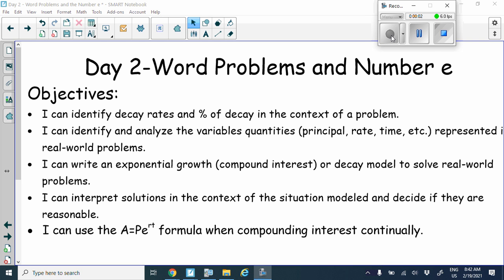Hey guys, so here is day 2. We're going to be talking about word problems and the number e. So we're going to talk about decay and growth rates, and then identify real world problems dealing with principal and interest and compound, as well as using our PERT formula when compounding interest continually.